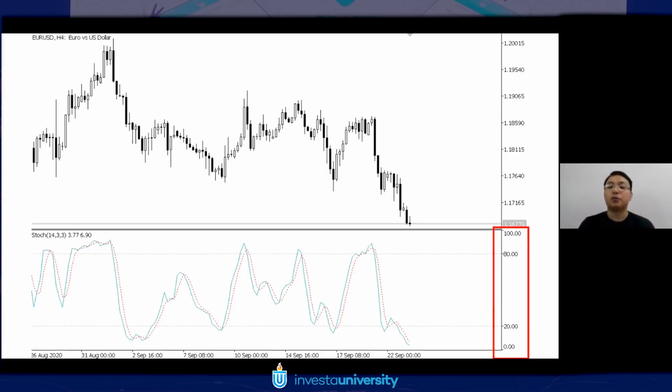Okay? Now, yung default levels for overbought and oversold is 80 and 20. If price is above 80, that means it's overbought, masyado nang maraming bumibili, at baka mag-reverse na siya pababa. If the price is below 20, that means it's oversold, masyado nang maraming nagbebenta, pwede na siyang umakyat from there. So that's the classic way of understanding our stochastic oscillator.